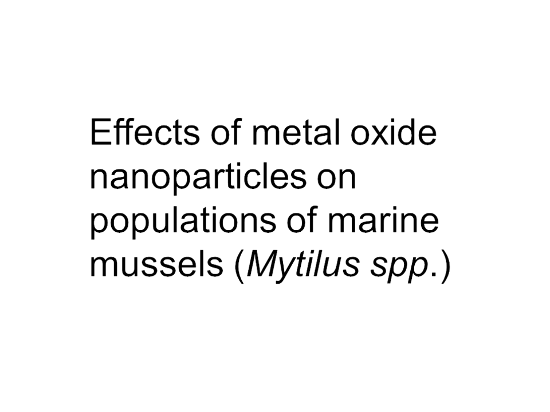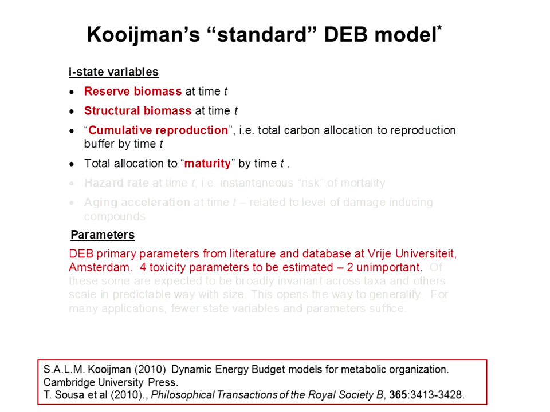The second example that I want to say just something about is the effect of metal oxide nanoparticles on populations of marine mussels, because that illustrates a different way in which the theory can be applied. This work again used Bas Kooijman's standard model. Again, it used a simplified version of it. At least to date, there has been no consideration of either of the variables associated with mortality, but otherwise pretty much the standard model was used.